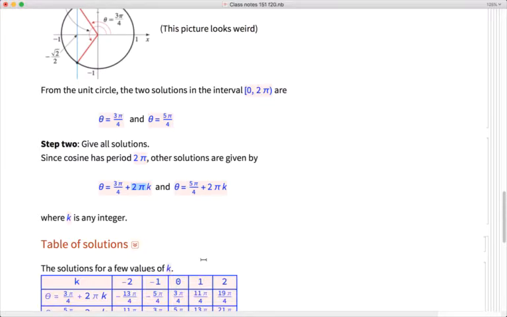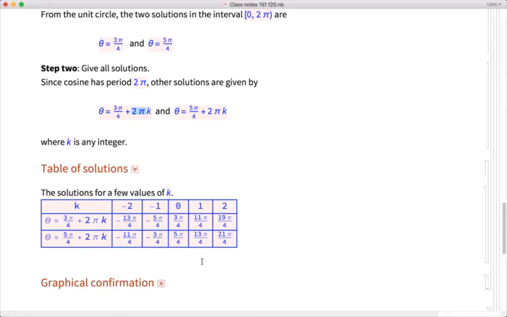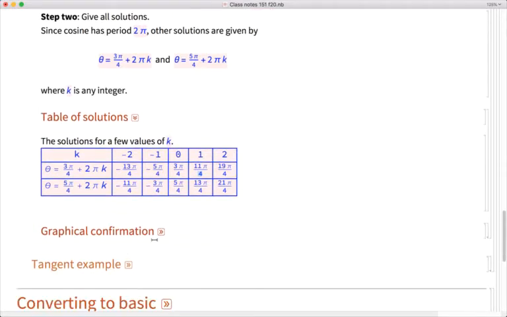Same thing as before, we'll look at the solutions in table form. When k is equal to 0, we're getting the initial 2 solutions that we found. When we add on a multiple of 2 pi, for example, when we add on 2 pi, that's the same as adding on 8 pi over 4. So that's how the 3 pi over 4 gets to 11 pi over 4. And we can also subtract off multiples of 2 pi to get other solutions.